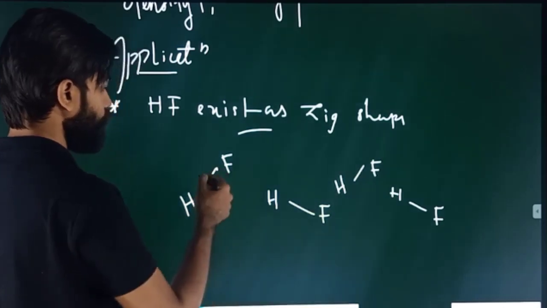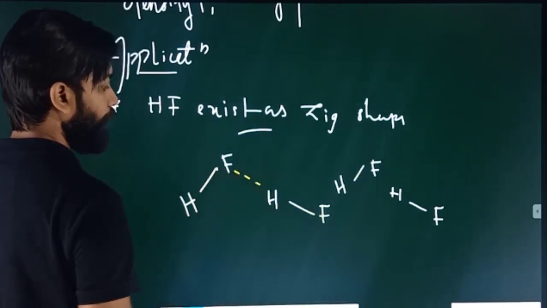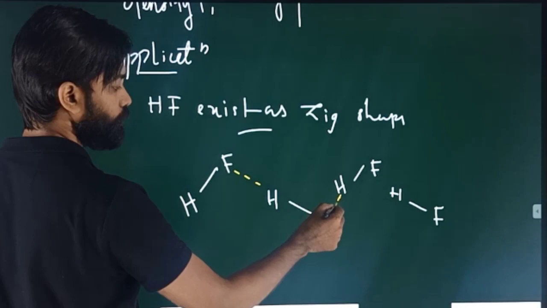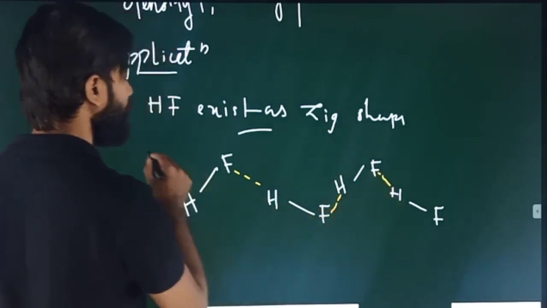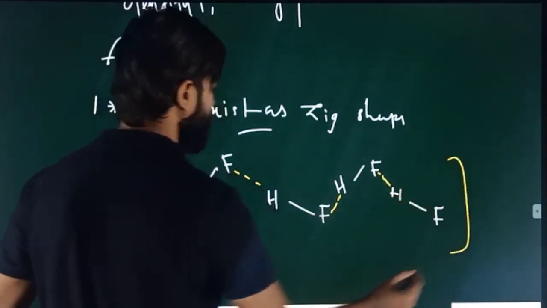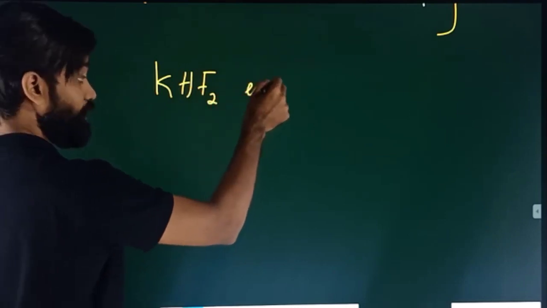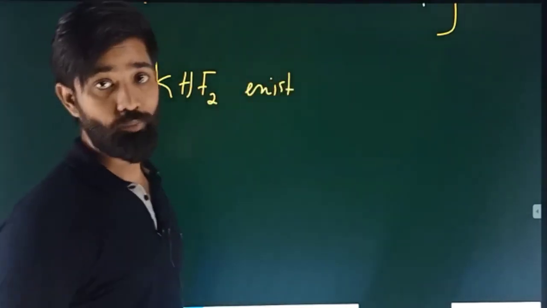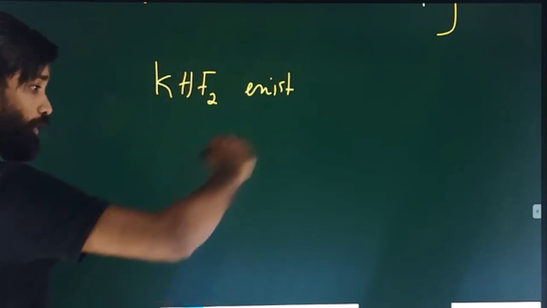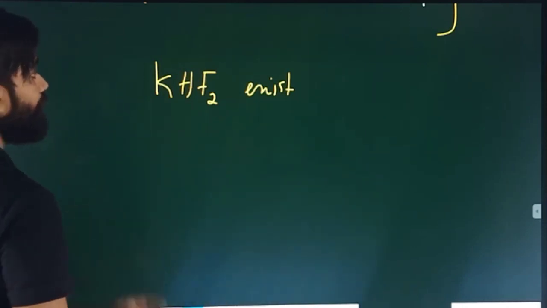In HF there is a covalent bond and a hydrogen bond. Due to that hydrogen bond, it exists in a zigzag shape. First point: KHF2 exists. HF exists as a polymeric form, a zigzag polymeric form, due to hydrogen bonding.